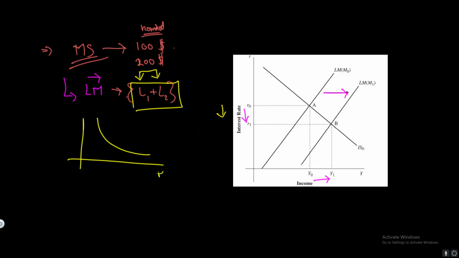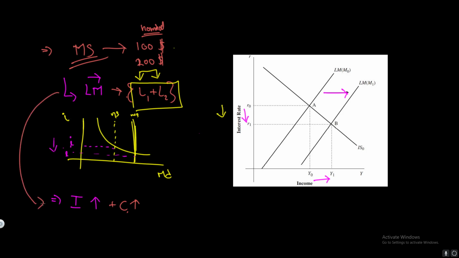If I draw a simple money demand to interest rate diagram, if the money supply increases, we know that the interest rate would drop. When the interest rate drops, the cost of borrowing decreases. When the cost of borrowing decreases, our investment increases. Or you can even look at it from the consumption perspective. When our money supply increases, the interest rate drops, so people's cost of borrowing decreases, so people start borrowing more money, and when they borrow more money, their consumption and spending would increase, and when that happens, our income would increase from Y0 to Y1.